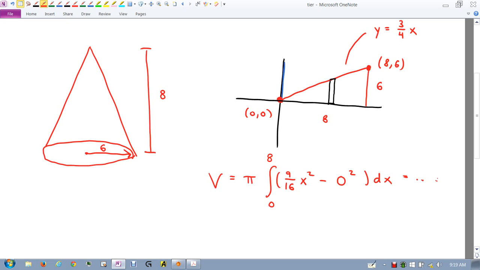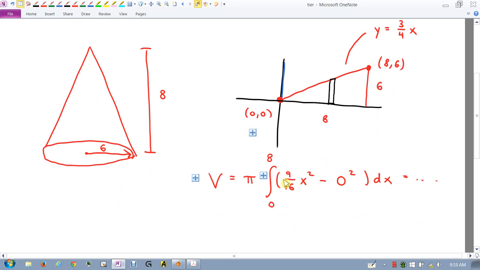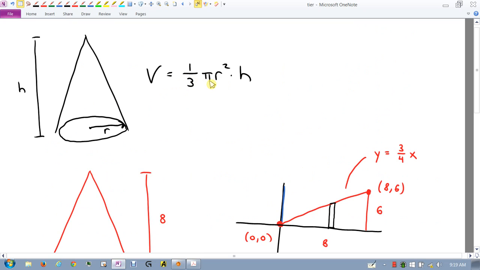I won't finish that. But if you do this with a more general cone, then you would replace this 8 with what? H. You would replace 6 with R, and then this would change, right? And you would have R's and H's in here, and then you do all the integration. And I bet you, if you do it, you would come up with this.